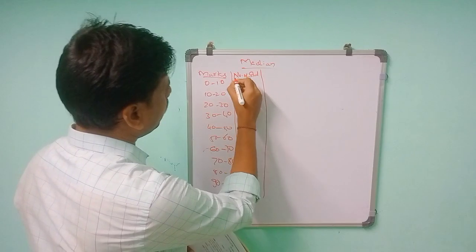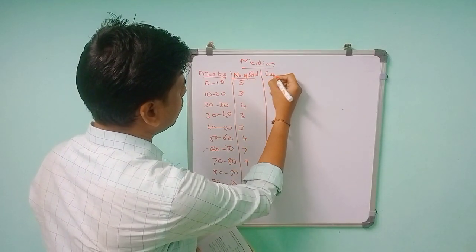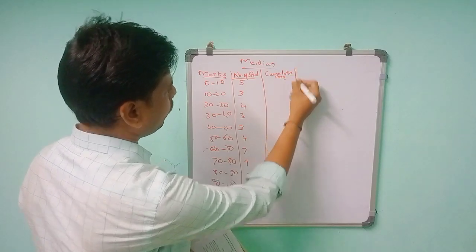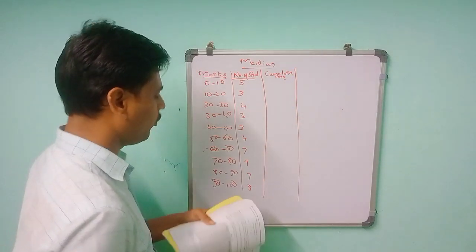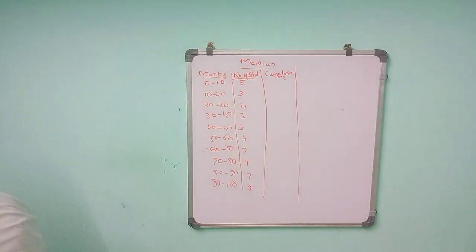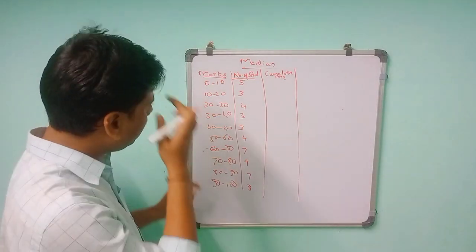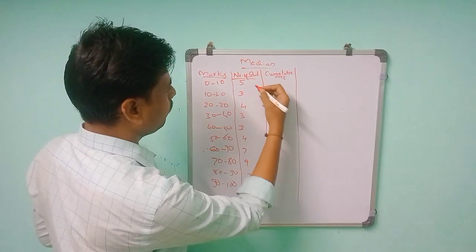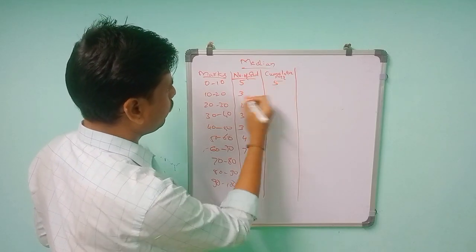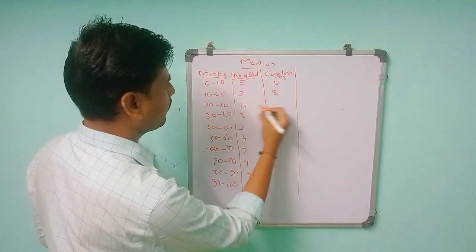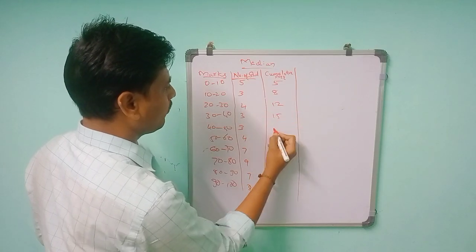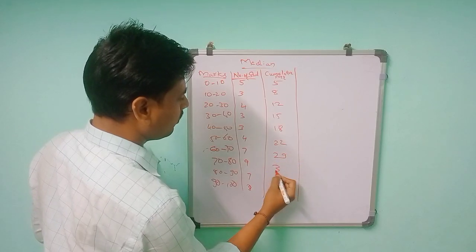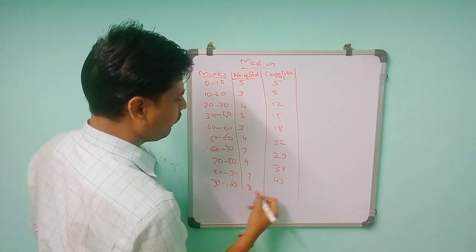Then in the next column you have to find the cumulative frequency. For the class intervals 0 to 10, 10 to 20, 20 to 30 and so on, the first number you keep as it is, then you add the numbers. 5 plus 3 is 8, 8 plus 4 is 12, 12 plus 3 is 15, 15 plus 3 is 18, 18 plus 4 is 22, and so on, up to 45 plus 8 is 53.